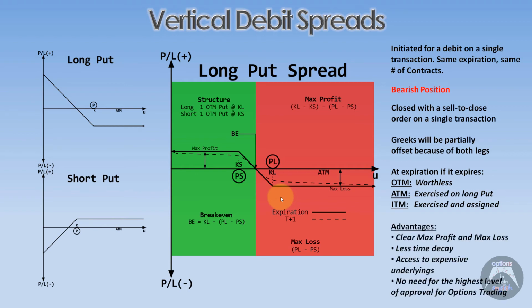So if it expires in the money, then you're going to be exercised here, and then you're going to be assigned here. So same as with calls, you're going to realize the profit between the strike prices minus the investment, the original debit that you paid for this spread.